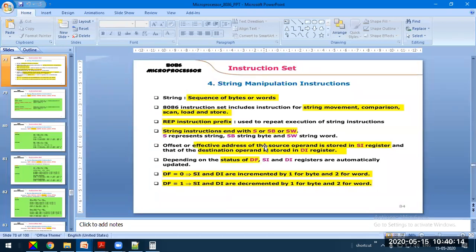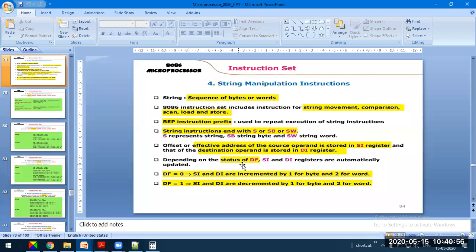The offset or effective address of the source operand is stored in the SI register, the source index register, and that of the destination is stored in the DI register. Now what segment is used? For the source, the data segment is used, and for the destination, the extra segment is used. For the source segment, the default index register is SI, and for the destination extra segment, the default index register is DI. We'll look into an example of how to use SI and DI.